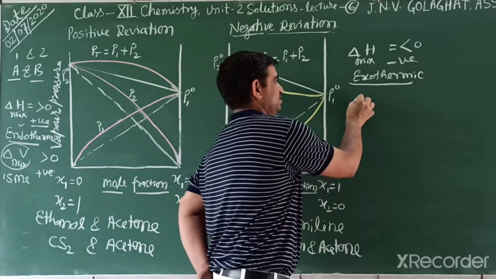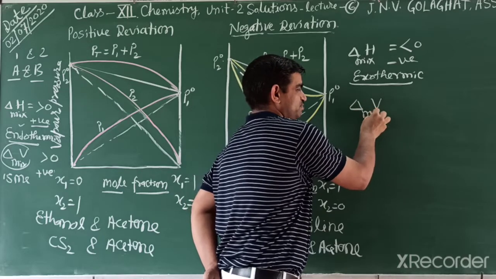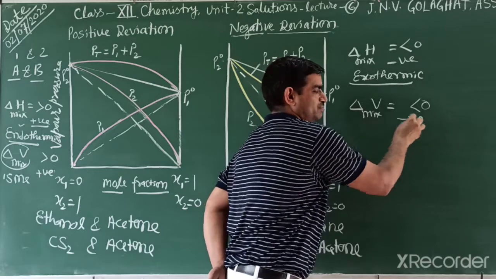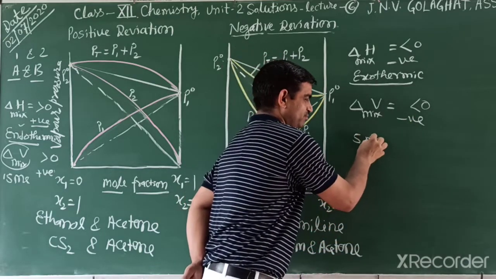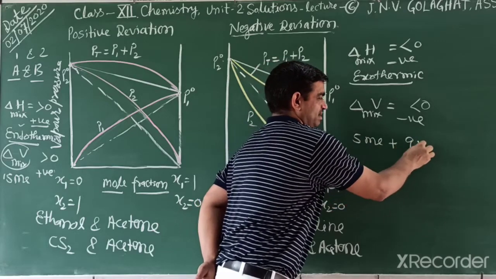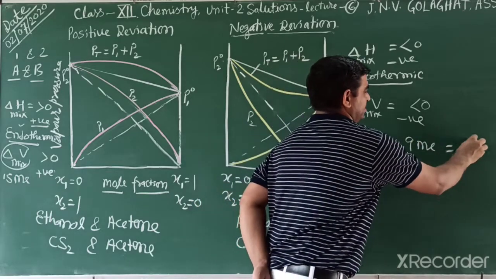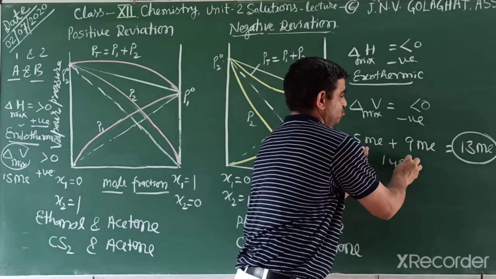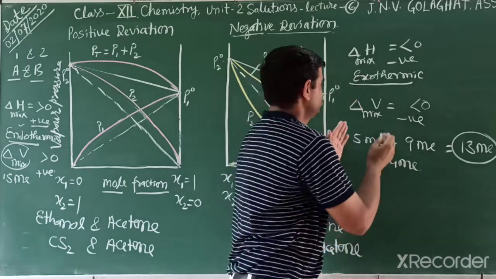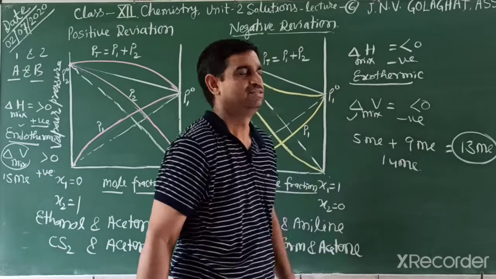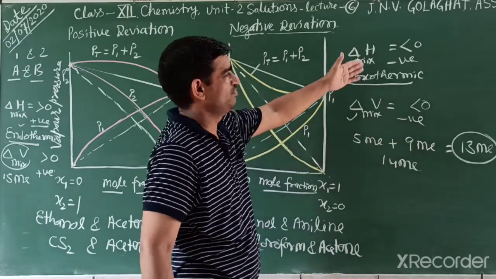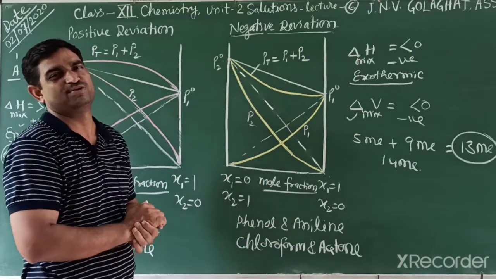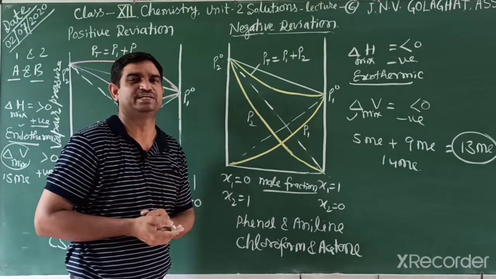Another condition, volume of mixing: if you mix two components and the volume decreases, less than 0, you can say negative. For example, if you take 5 ml of one solution and 9 ml of the other, that is 14 ml, but we get 13 ml. So the volume is decreased, which means negative, so that solution shows a negative deviation. So students, easily remember: if both values are negative, then negative deviation; if both are positive, then positive deviation from Raoult's law. That is the first identification of positive and negative deviation.